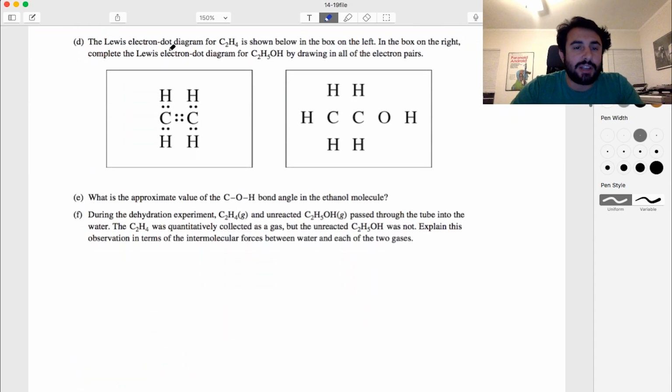So the Lewis electron dot diagram for C2H4, this is ethene right here. Ethene has a double bond between the two carbons. That's why we see two bonding pairs of electrons there. And now in the box on the right, we want to complete the Lewis diagram for ethanol by drawing in all of the electron pairs.